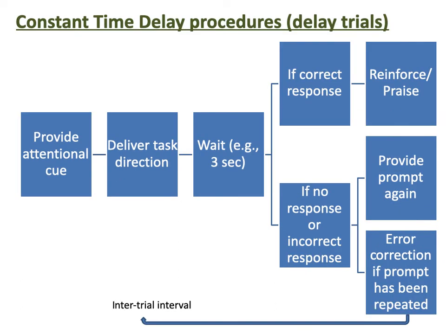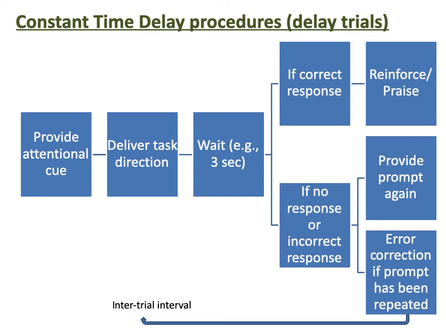Once you deliver multiple trials or sessions at 0 second delay, you move on to the delayed trial. In this example, we use a 3 second delay. We provide an attentional cue by calling the child's name and provide task direction. Then you wait for 3 seconds because this is a delayed trial. If your student makes a correct response within that 3 seconds, you praise, providing reinforcement.